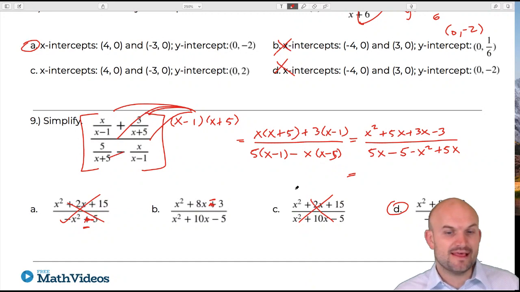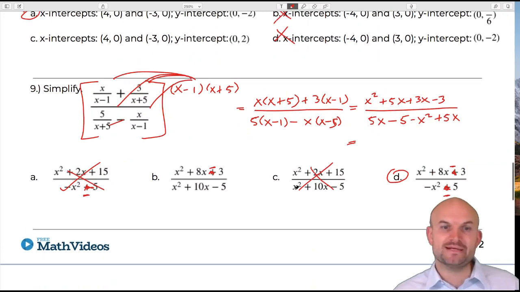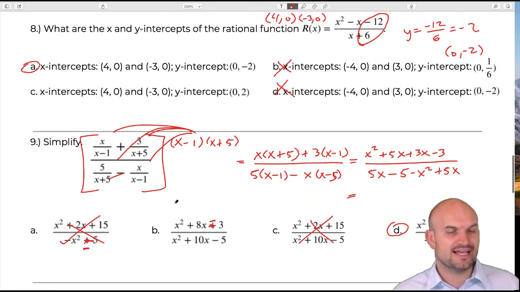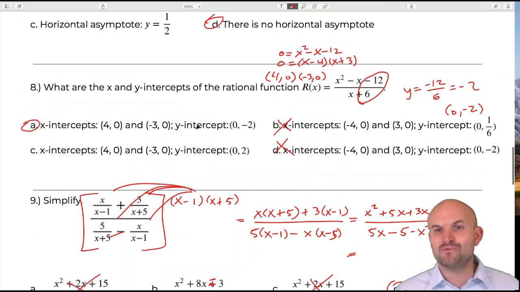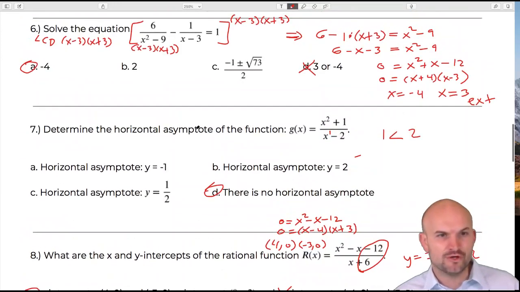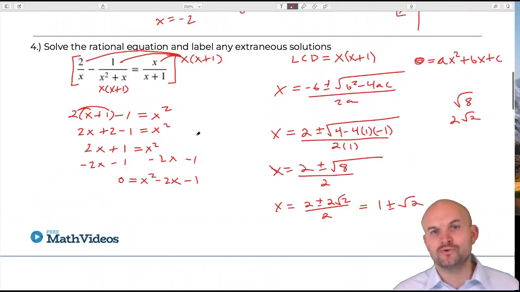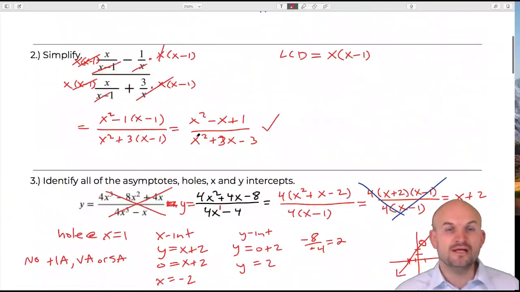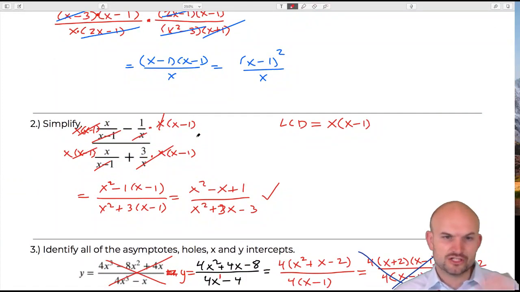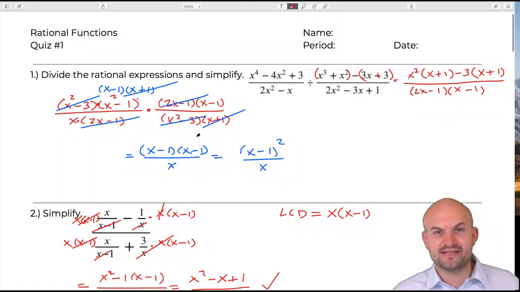So there you go, ladies and gentlemen. That is the quiz that I covered for my students on rational functions. Again, covering complex fractions, x and y intercepts, asymptotes, solving, simplifying, and then we work through the free response. So hopefully that was helpful if you're covering any of this in college algebra, trig, or anything like that.